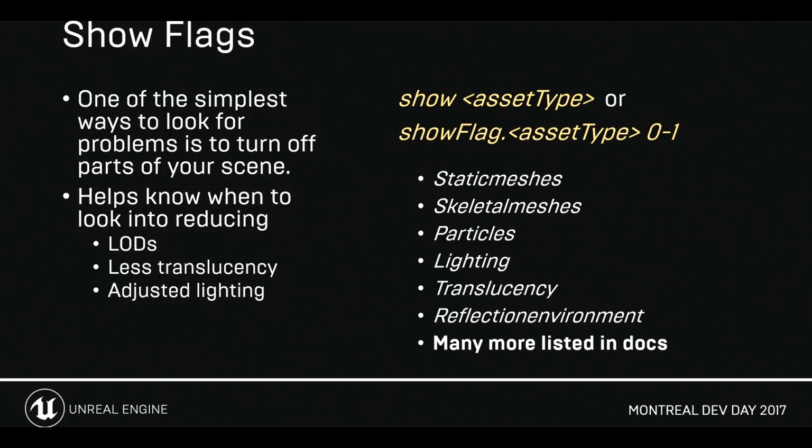So make sure you're going through this process. If you know that you've got a lot of static meshes in your scene, turn them off and see how much faster you get. You know it's going to get faster, but knowing by how much will help you understand: should I be using LODs a little more aggressively? Should I be doing less transparency? Should I be tweaking my lighting, maybe use fewer lights, that sort of thing?